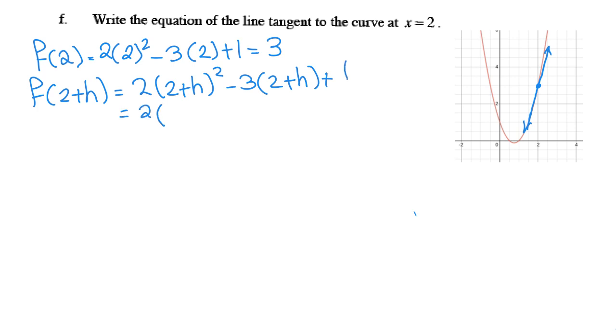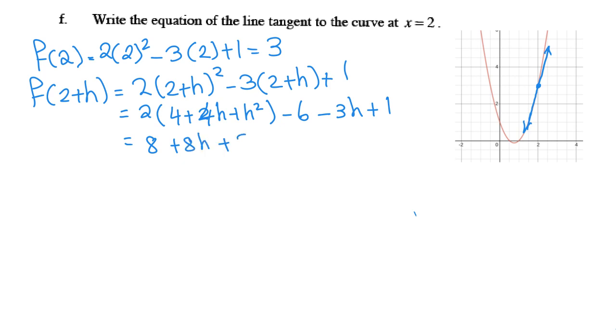Now simplifying from there, 2 times the 2 plus h squared would be 4 plus 4h, sorry, plus h squared, minus 6 minus 3h plus the 1. Simplifying further, then I'll have 8 plus 8h, I'm trying to do my distribution, plus 2h squared minus 6 minus 3h plus the 1. Let's simplify and see if there's any like terms. So I'll have 2h squared. The 8h and negative 3h will be simplified to 5h. And I have 8 minus 6 is a 2 plus the 1 is a 3. So I'll put here plus 3.